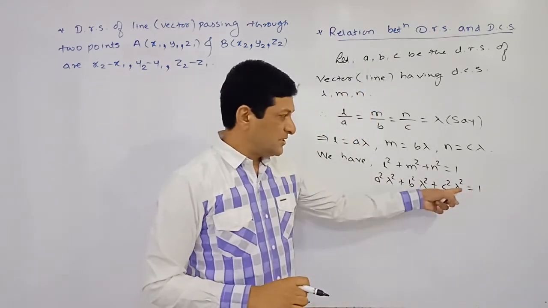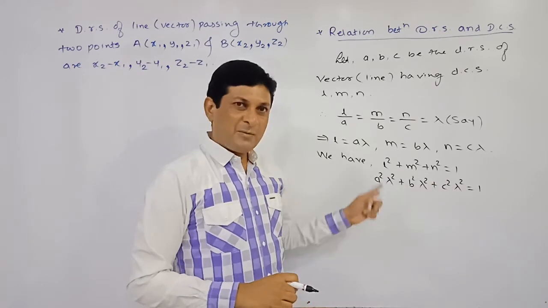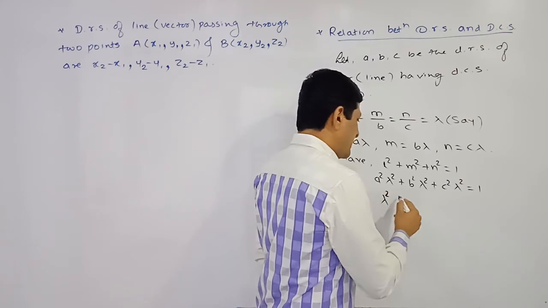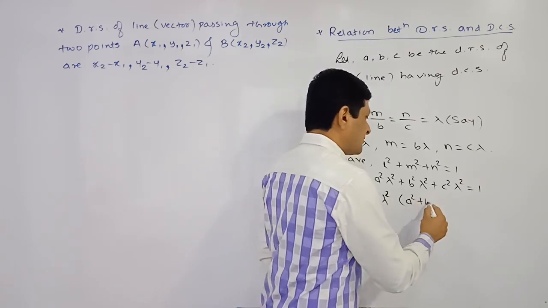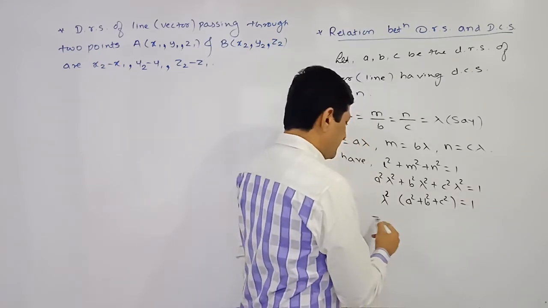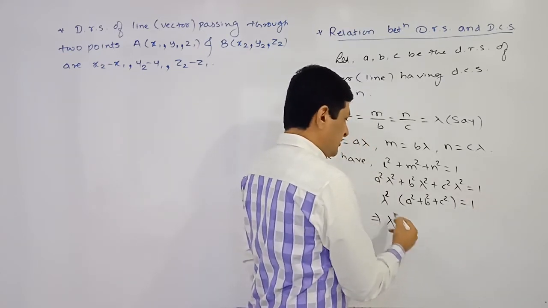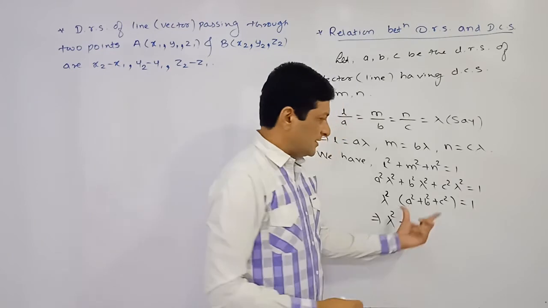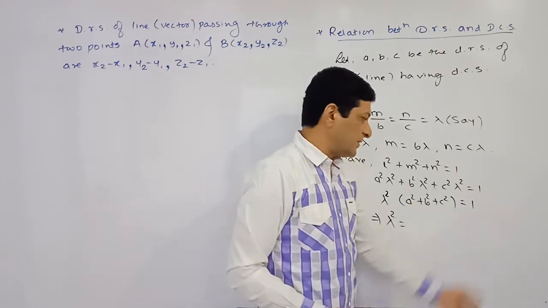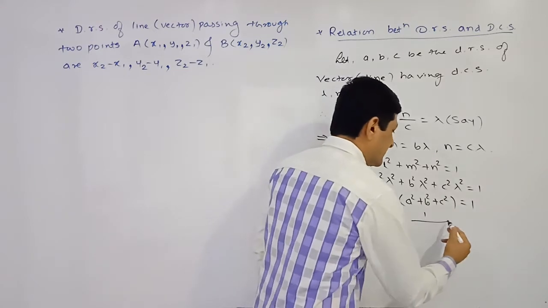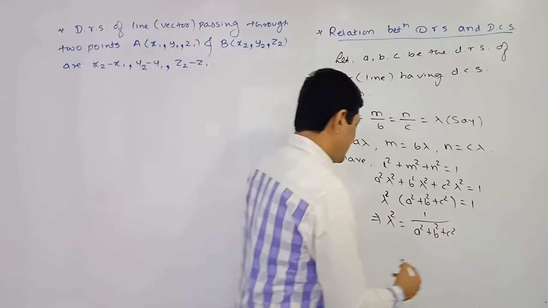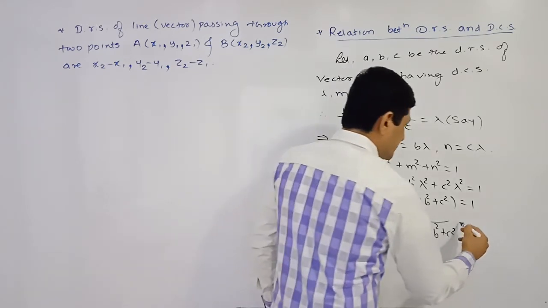Now, if you observe these three terms very carefully, we are able to take lambda square common from these three terms. If we take lambda square common, what will we get here? A square plus B square plus C square. On this side, 1 keep it as it is, which implies that lambda square is equal to, this term is multiplied to lambda square, so on this side it will get divided. So on this side, we will get 1 upon A square plus B square plus C square.